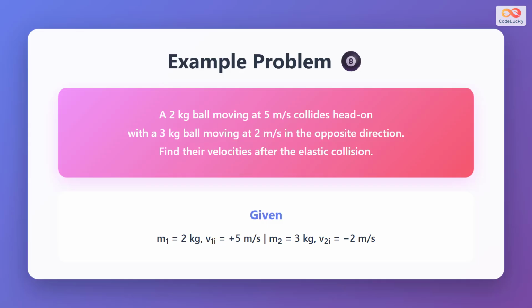Let's work through an example. A 2-kilogram ball moving at 5 meters per second collides head-on with a 3-kilogram ball moving at 2 meters per second in the opposite direction. Find their velocities after the elastic collision. We're given m1 = 2 kilograms, v1i = positive 5 meters per second, m2 = 3 kilograms, and v2i = negative 2 meters per second. The negative sign indicates opposite direction.